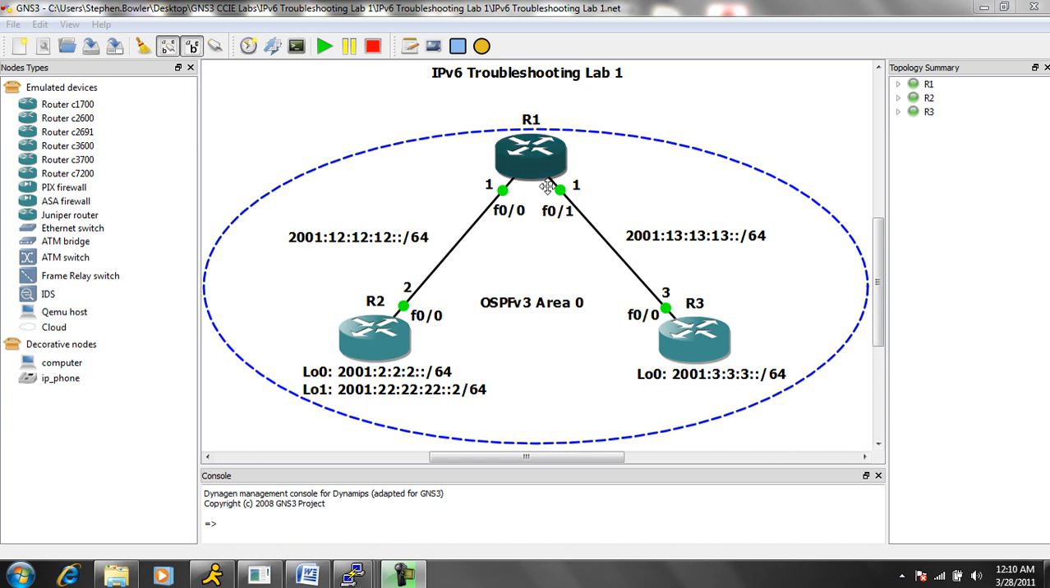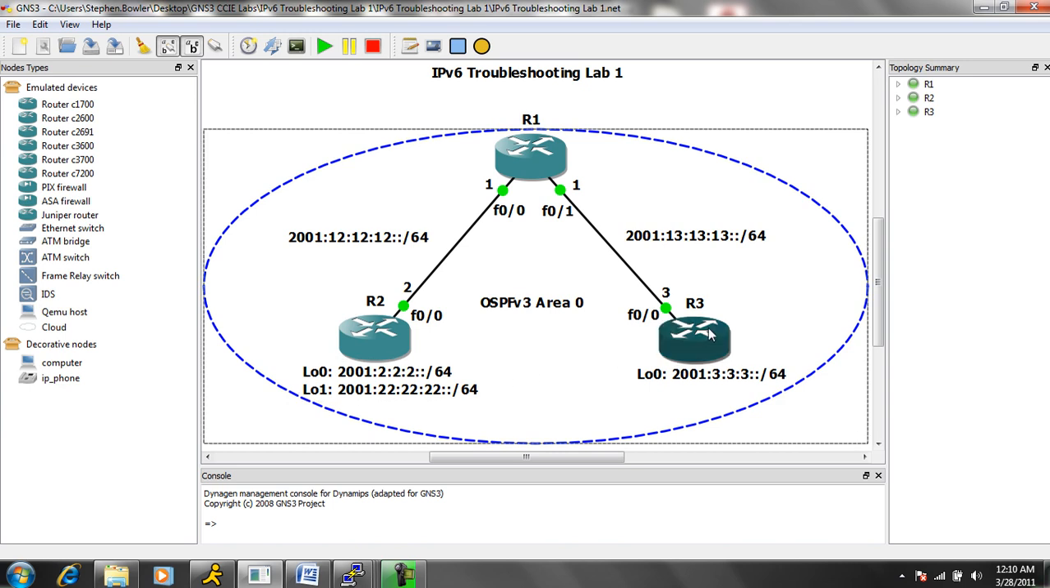We also have the interfaces assigned to each router that's connecting the routers together. And we have two loopbacks on router 2. We have loopback 0, 2001:222::/64, and we also have loopback 1, which is 2001:22:22::/64. Also on router 3 we have loopback 0 with the IP address 2001:333::/64.